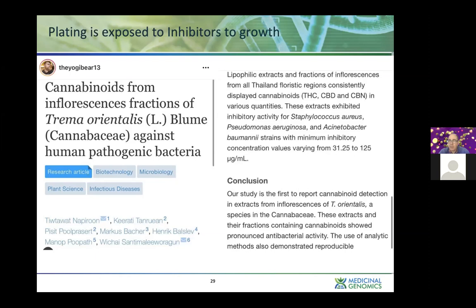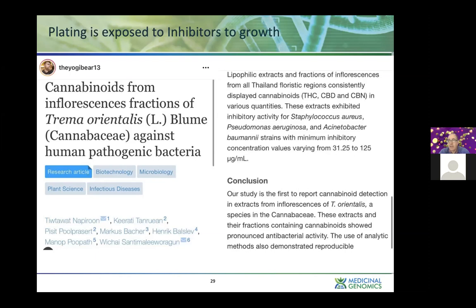And you end up with highly purified DNA that doesn't present any inhibitors. However, this is very different in the plating environment. In the plating environment, you have to live with the fact that those inhibitors could be antibiotics. And in fact, with cannabis, they are. They're very potent antibiotics. This is a very interesting paper that came out recently about another plant that synthesizes cannabinoids. This is kind of new to people in the field.